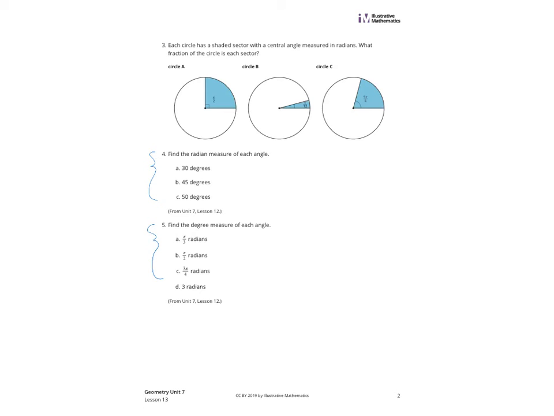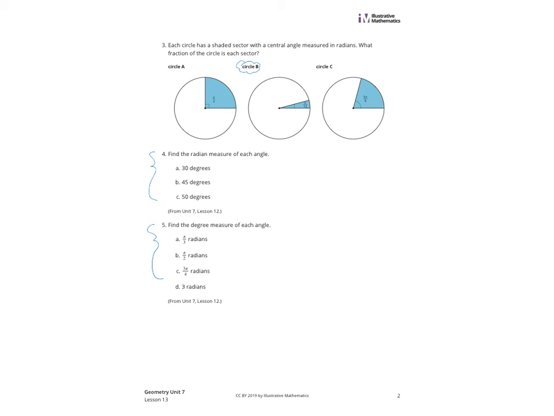Let's take a quick look at 3. It says each circle has a shaded sector with a central angle measure in radians. What fraction of the circle is each sector? There's a couple different ways to think of this. Let's take a look at circle B. I just want to give you one way to look at it.